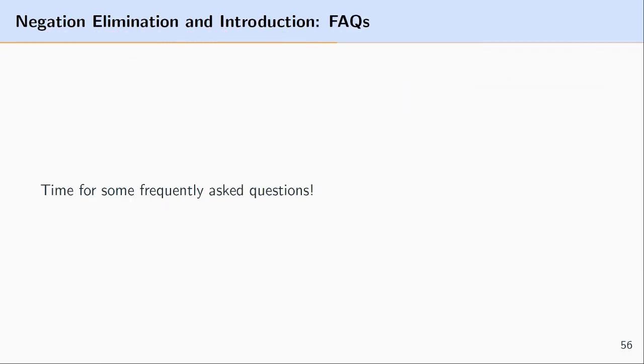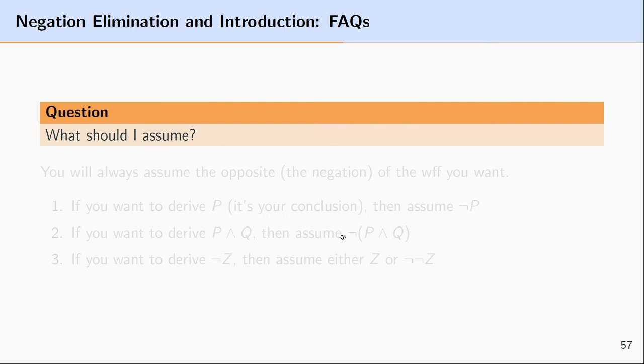So now it's time for some frequently asked questions. People ask me a lot of questions about this particular pair of rules, and so I want to go through some of them here. So the first question is, what should I assume if I want to make use of negation elimination and introduction? My answer is you're always going to assume the opposite, that is the negation of the formula you want to derive in the proof.